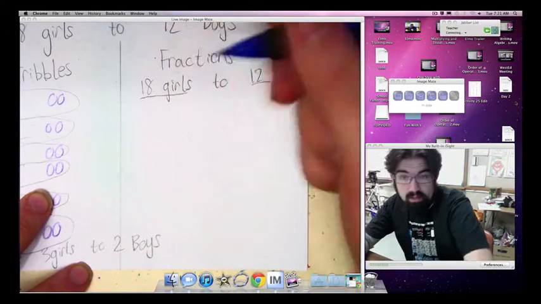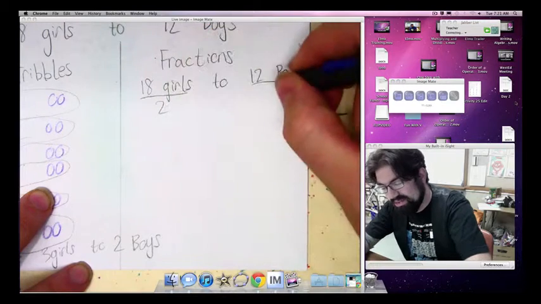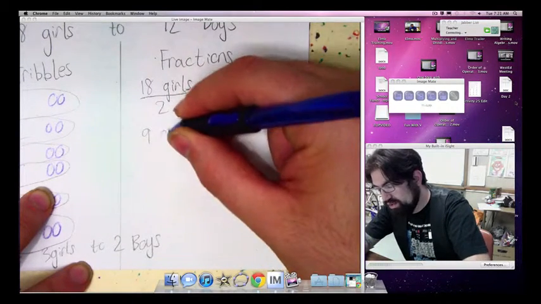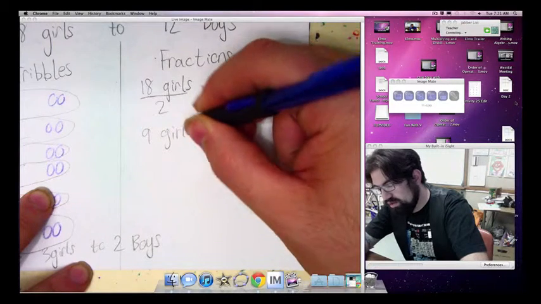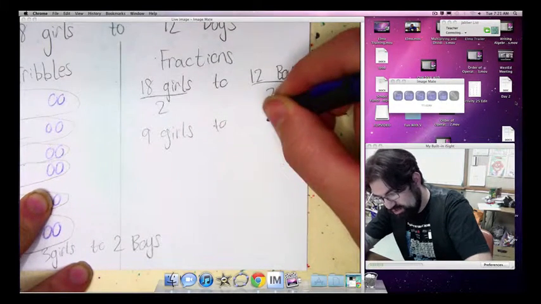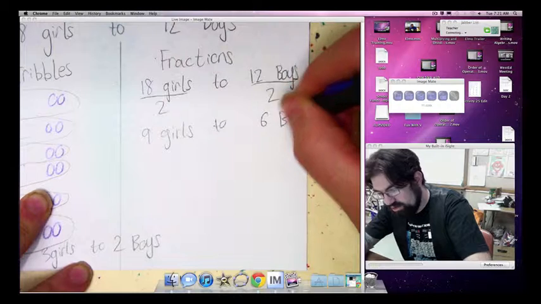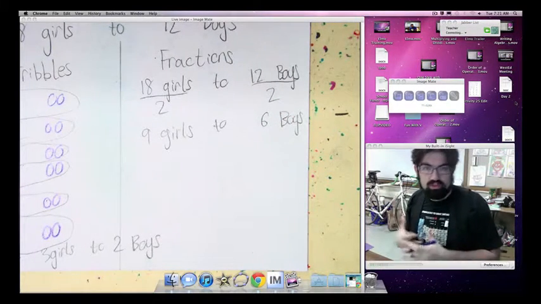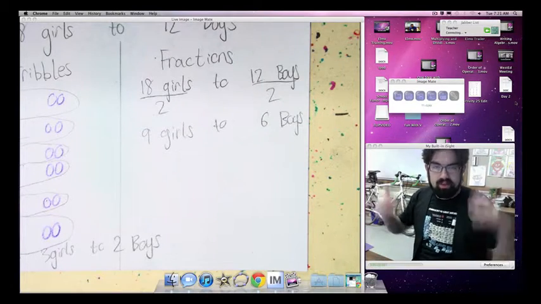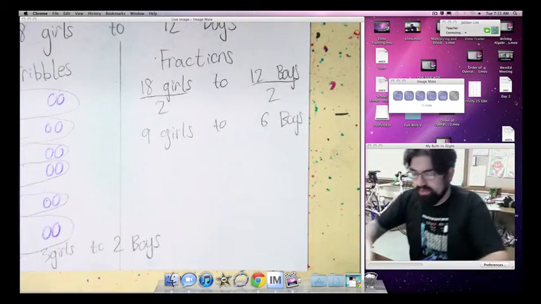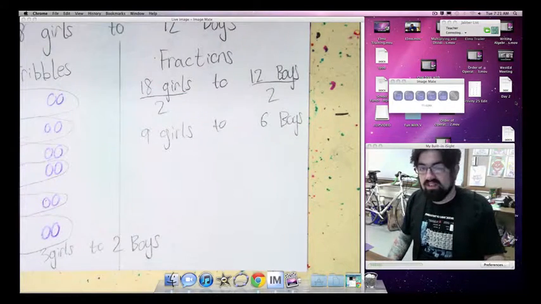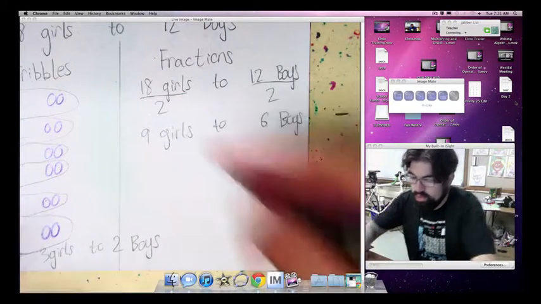Or sorry, they're both even, so I can divide them both by 2. 18 divided by 2 is 9 girls to 6 boys. And that's totally true. There are 9 girls to 6 boys. Well, if I double both of those, that's the class still. And well, 9 and 6, I know I can divide 9 and 6 both by 3.